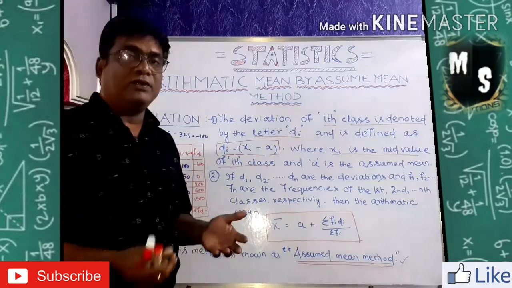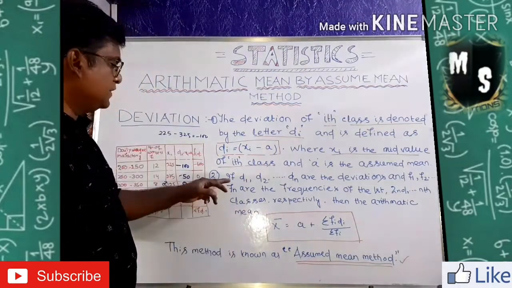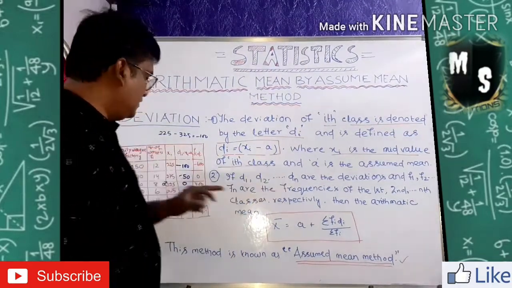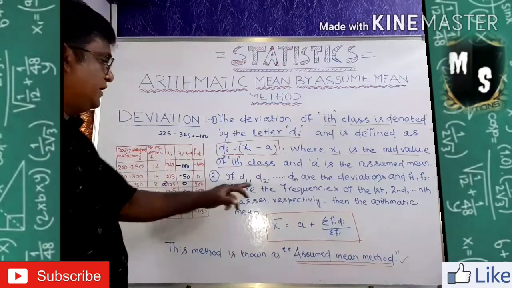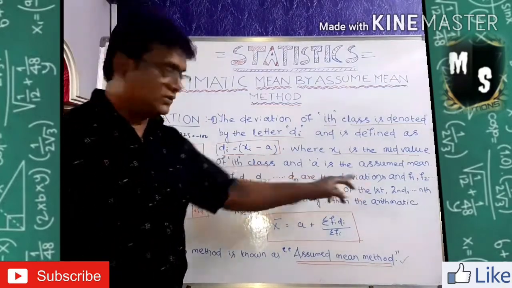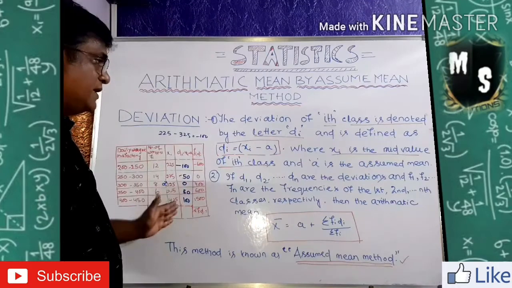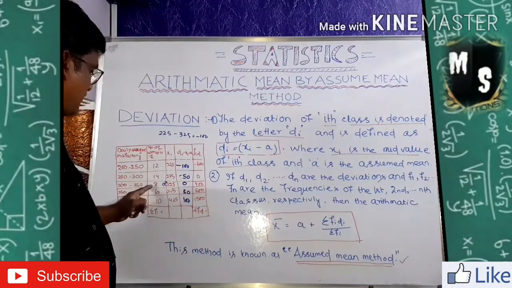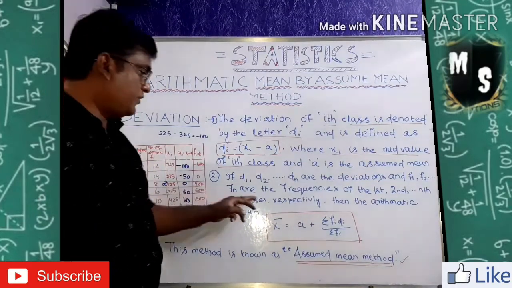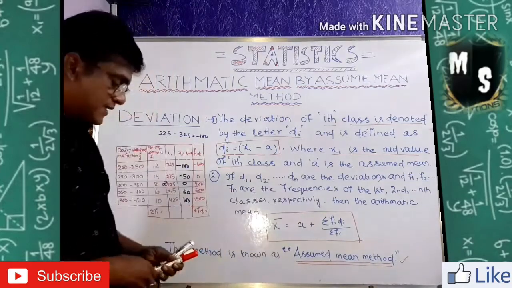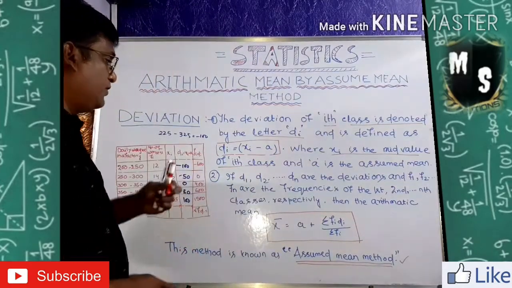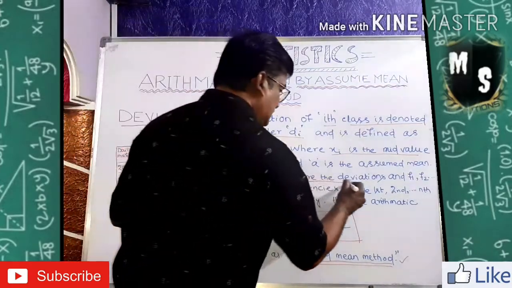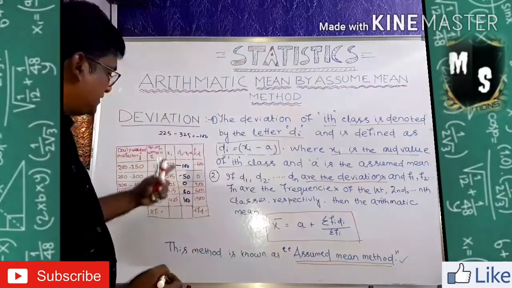Now you come for the next part. What is the next part? If D1, D2 up to Dn are the deviations, and F1, F2 up to Fn are the frequencies. So what do you say? If D1, D2, Dn are the deviations. In the deviation column, a lot of deviations are coming.